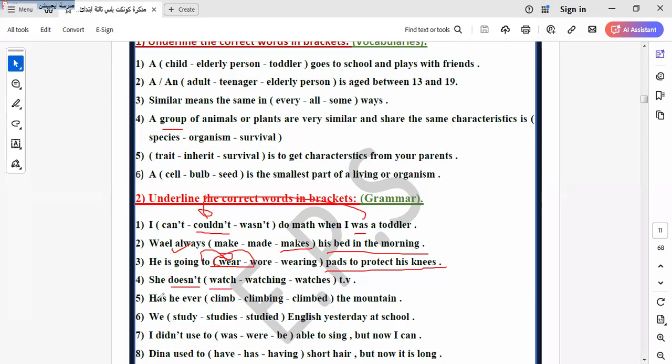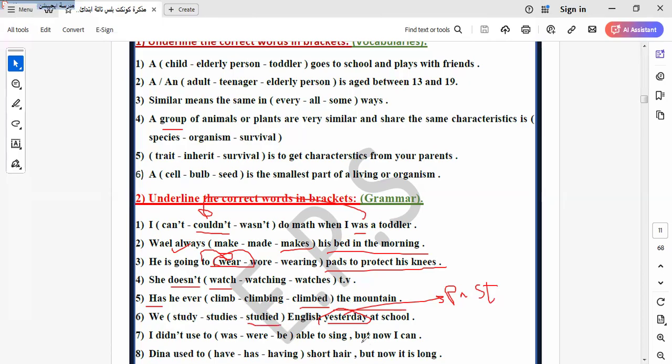It will be watch. He ever climbed the mountain. So has, as we told you, has plus the past participle of the verb, it will be climbed the mountain. We studied English yesterday. Here we have yesterday. Yesterday expresses what here? Expressing past.